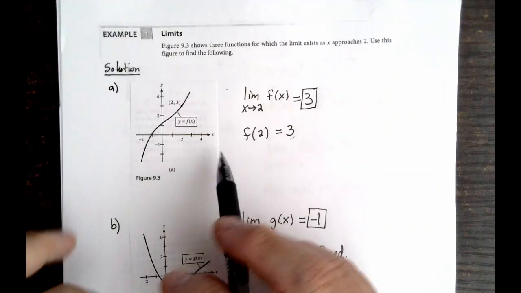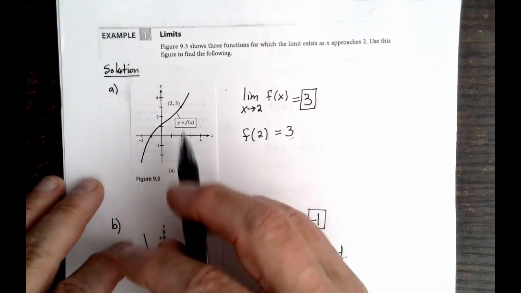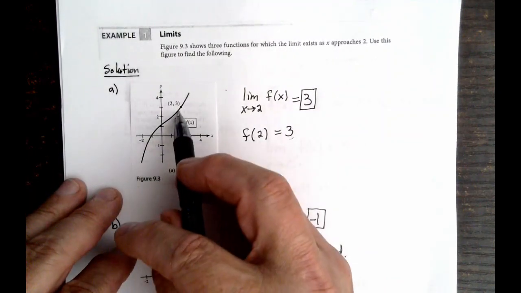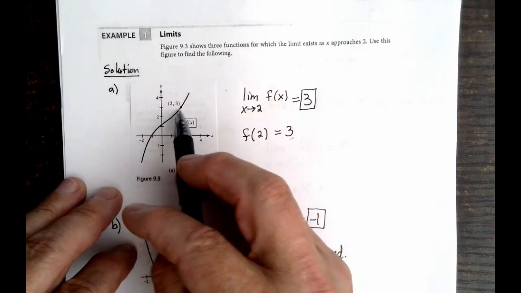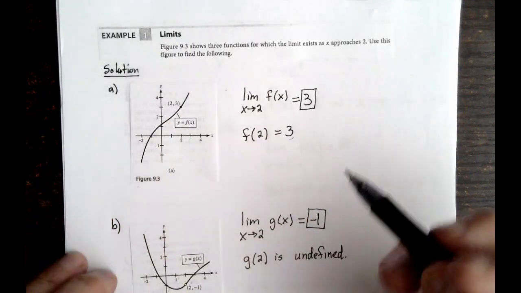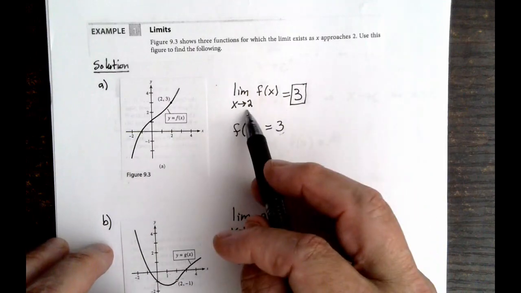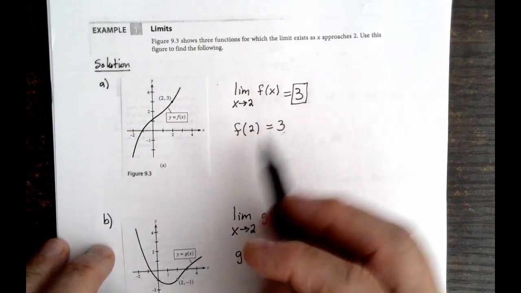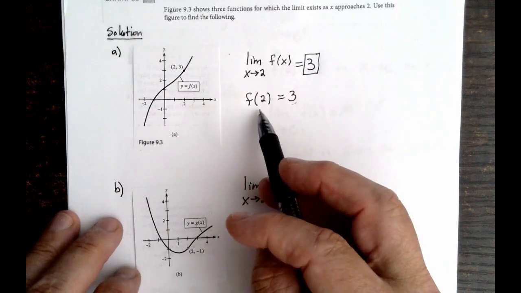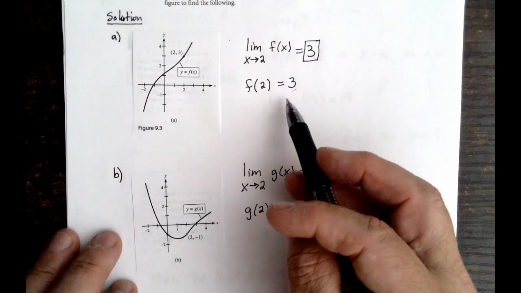So we're approaching the x value of 2, so you come at this from the left and from the right, and you can see it approaches the y value of 3. And so the limit as x approaches 2 equals the y value of 3. Now, in this case, f of 2 also equals 3.